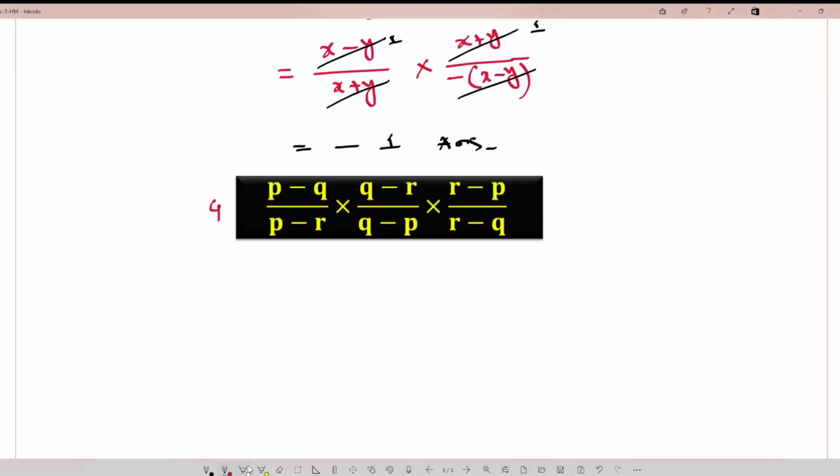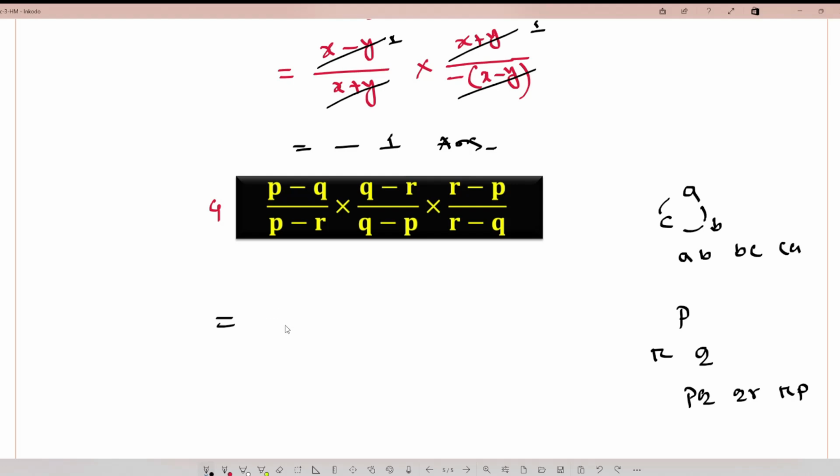Number 4. Before starting the math, we know the algebraic cycle, like this one is a, this one is b, this one is c. We can write ab, bc, ca. This is a circle. So look, same thing, P, Q, R. We can write PQ, QR and then RP. So here is P minus Q.